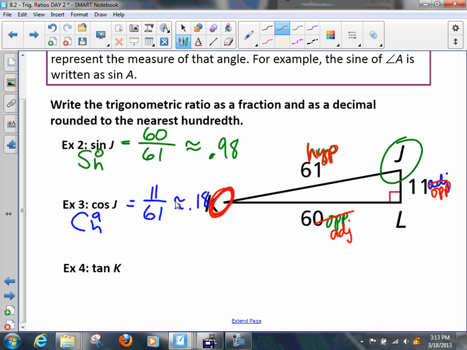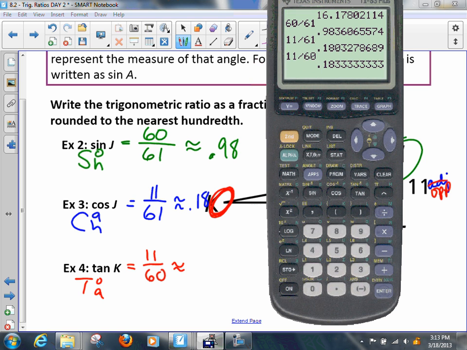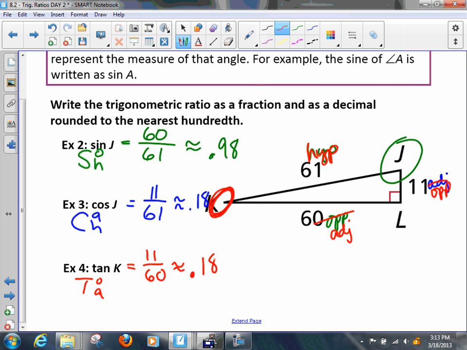Some old horse caught a horse taking oats away. So what's the opposite over the adjacent? And what is that decimal approximation? 0.18? Yeah? Hey, do you notice anything? Oh, we got the same thing, didn't we?